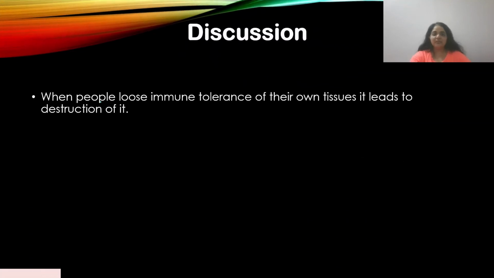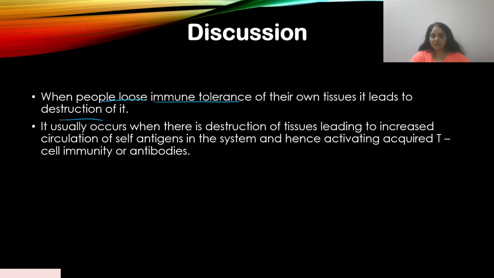We discussed this. When people lose immune tolerance of their own tissue, it leads to destruction of it. It usually occurs when there is destruction of these tissues, leading to increased circulation of self antigen. That's one of the ways by which these cells, B and T lymphocytes, begin to lose their immune tolerance.